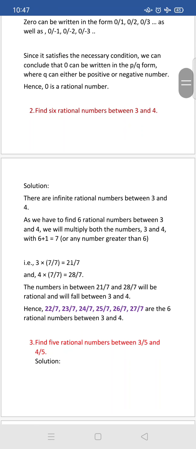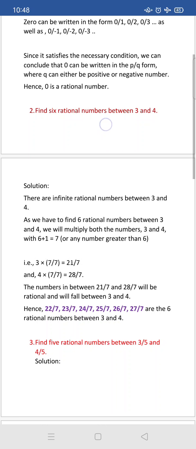Okay, so now let us move on to the next question. Find 6 rational numbers between 3 and 4, isn't it? In order to find 6 rational numbers between 3 and 4, first we should know that there are infinite rational numbers between 3 and 4. If you consider 1 and 2, there also infinite rational numbers will be there, isn't it? Here they told you to find 6 rational numbers in between 3 and 4, right?